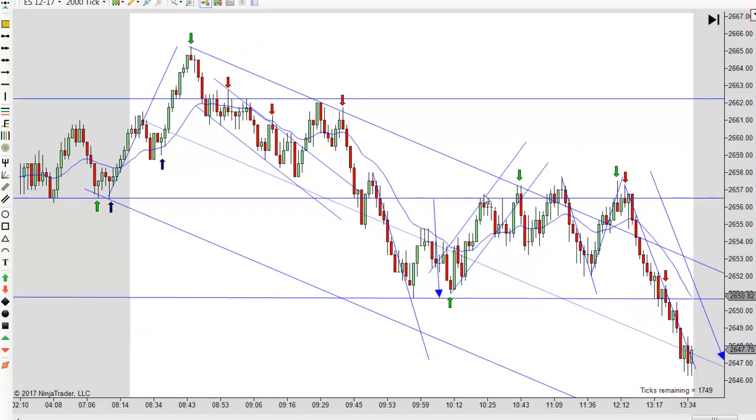Notice we make this high here, first entry, second entry. This is really not a failed second entry long, but this is like a little failed break higher. You got that double top. It breaks higher.